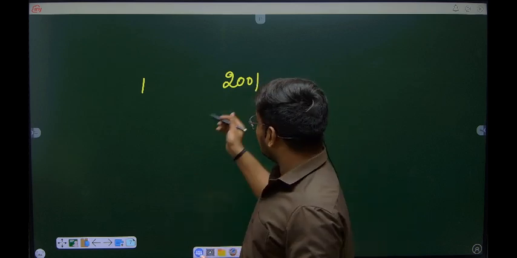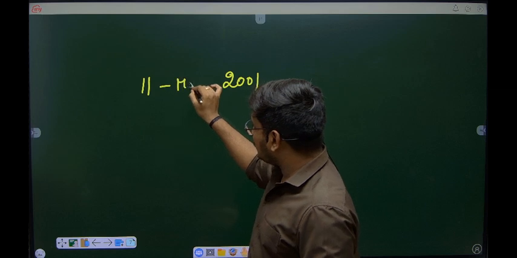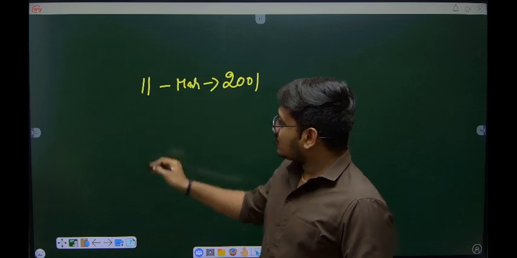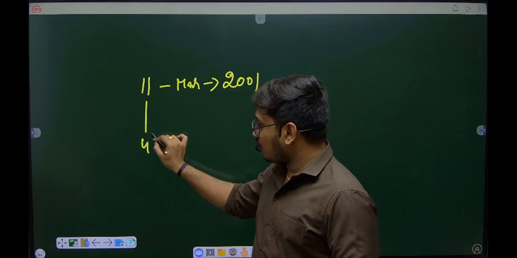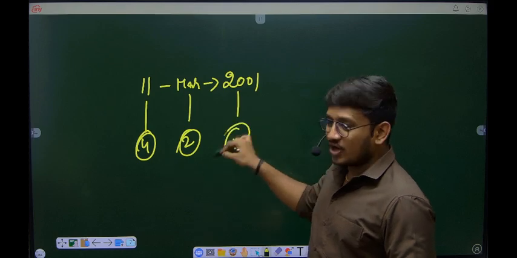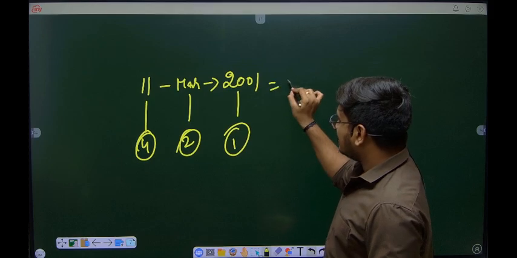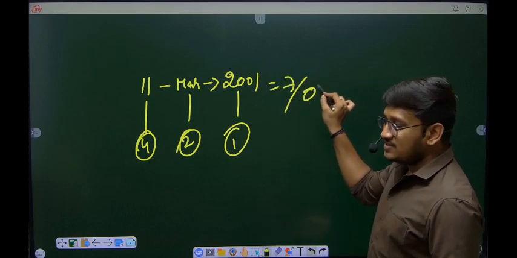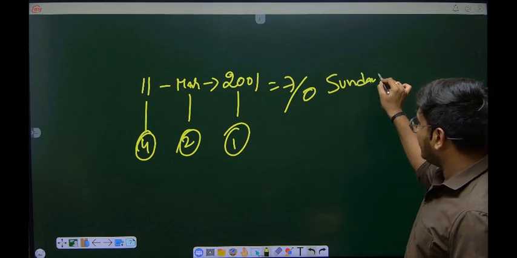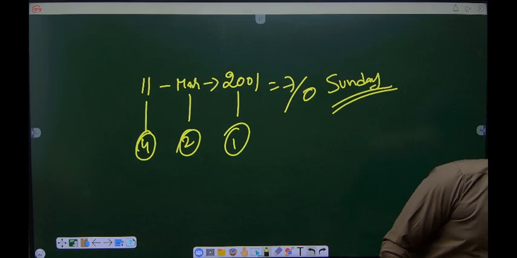Okay. So somebody said 11th March 2001. Okay, so 11 means 4 odd days. March means 2 odd days. 2001 means 1 odd day. So 4 plus 2, 6. 6 plus 1, 7. 7 means 0. 0 means Sunday. It is on Sunday. Okay, so hope you got a clear idea about it.